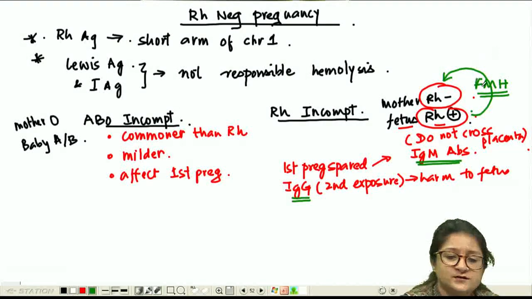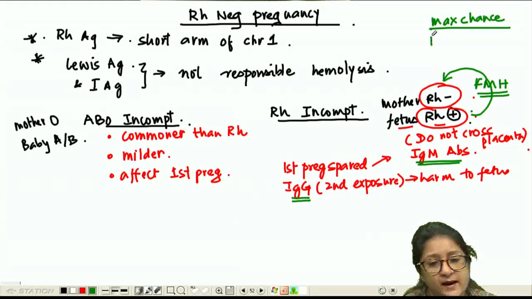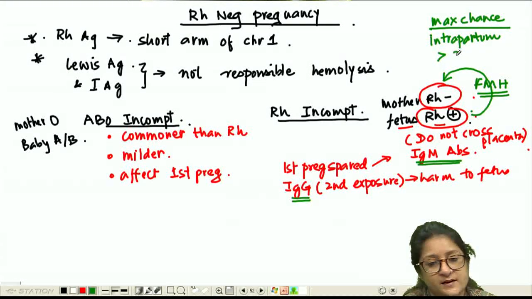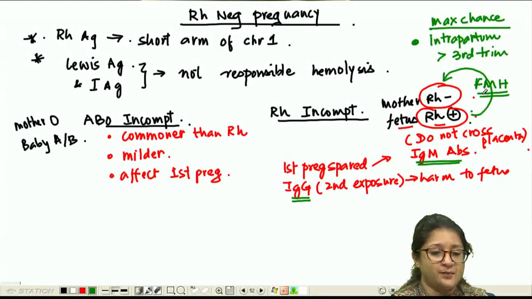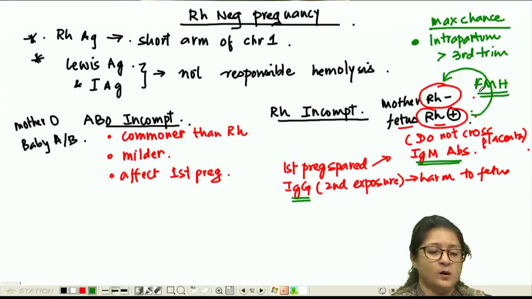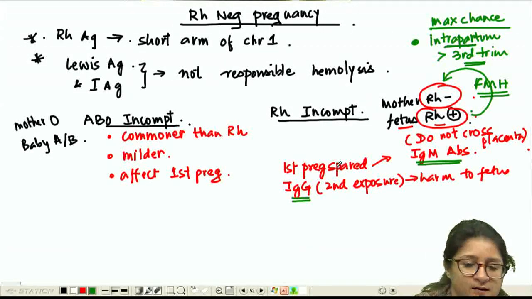Another important factor: the maximum chance of feto-maternal hemorrhage occurring is intrapartum, during the process of childbirth, and then in the third trimester. There is very rarely a chance of feto-maternal hemorrhage happening before 28 weeks; it is almost negligible. So the maximum chances are intrapartum, and other than that in the third trimester.